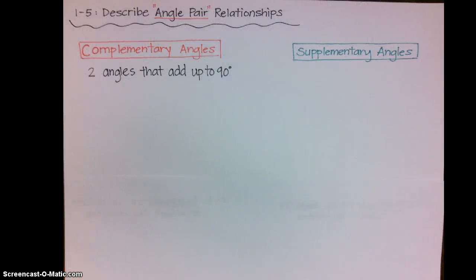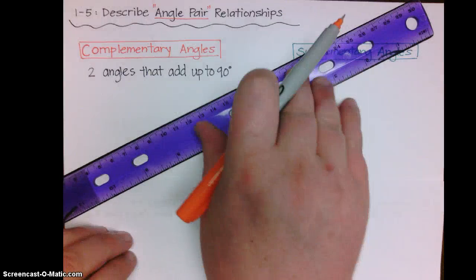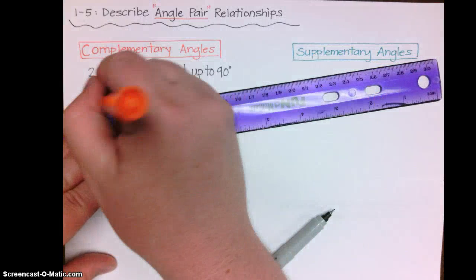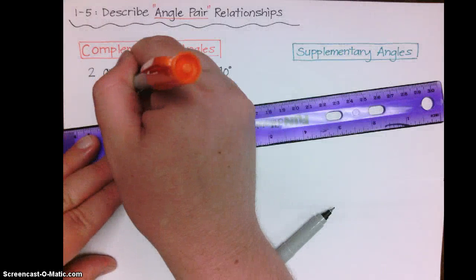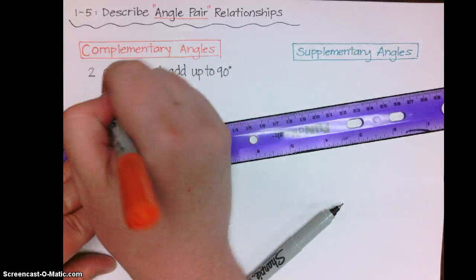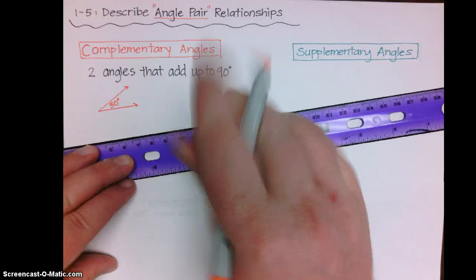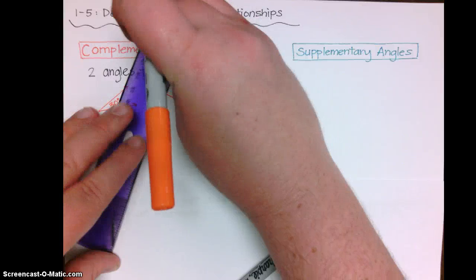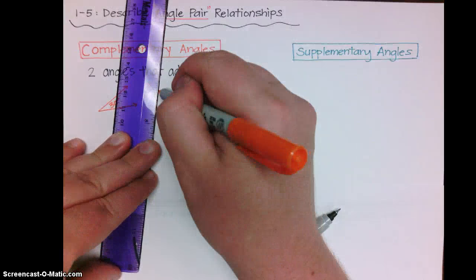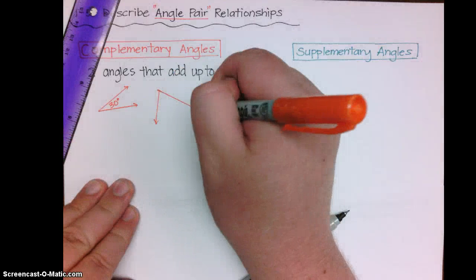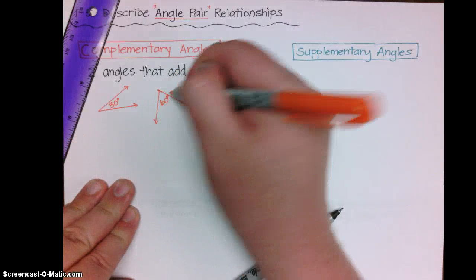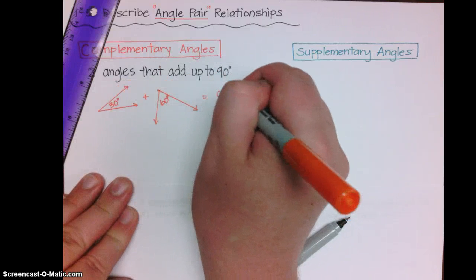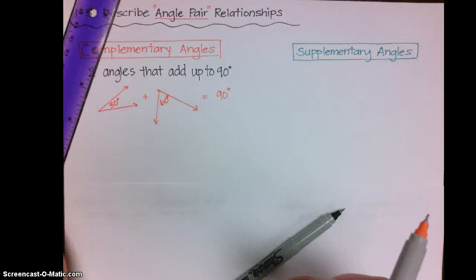So let me just draw a couple angles. And these are not fully accurate. So I have one angle right here. We're going to say that this is 30 degrees. And another angle. Let's see how I want to draw this one. That looks pretty good. I'll say that this second angle is 60 degrees. If I see that 30 plus 60 equals 90, then these two angles are called complementary angles.